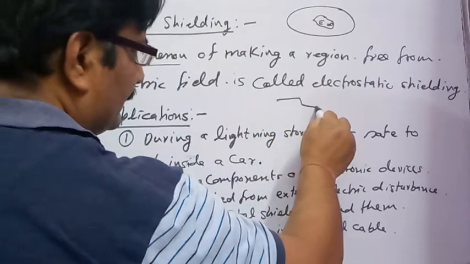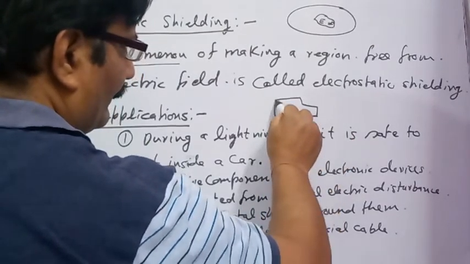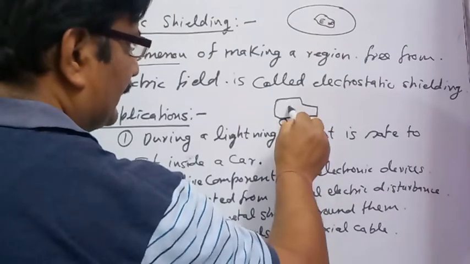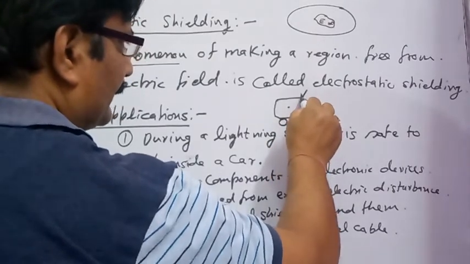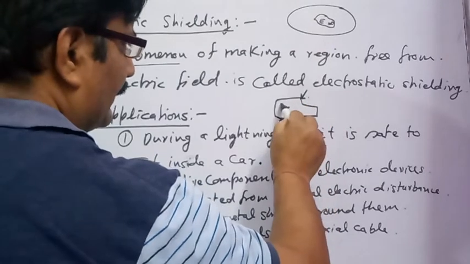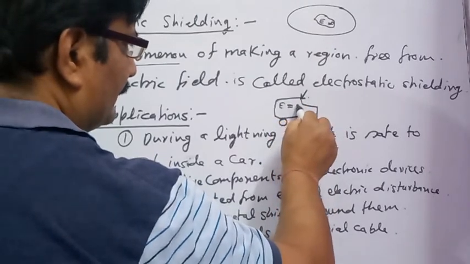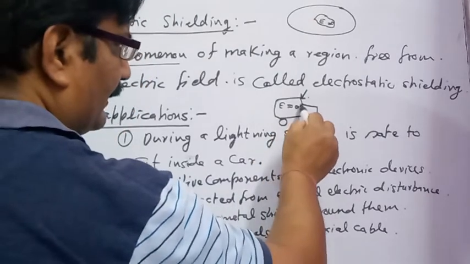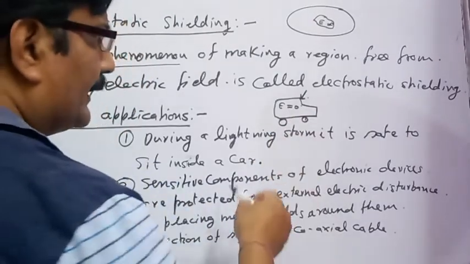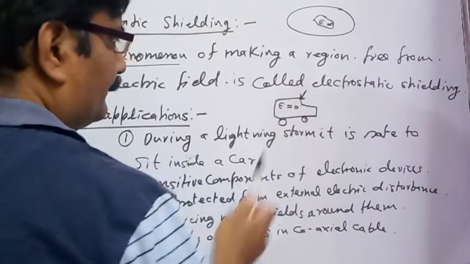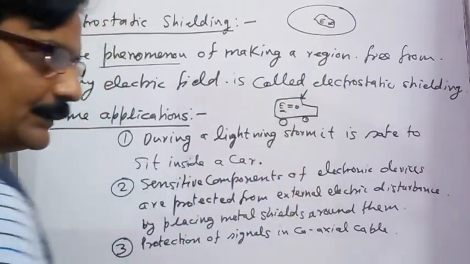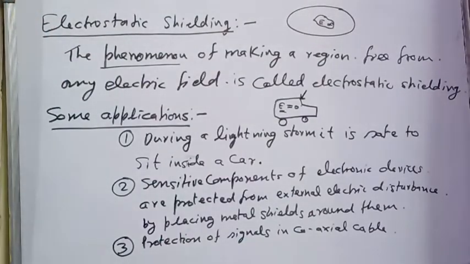As we know, a car is a hollow metallic conductor, and a person is sitting inside. If lightning strikes the surface of this car, the electric field inside the car remains zero. So the person sitting inside the car remains safe from any electric shock of very high order. That is why it is advisable to sit inside the car at the time of lightning.